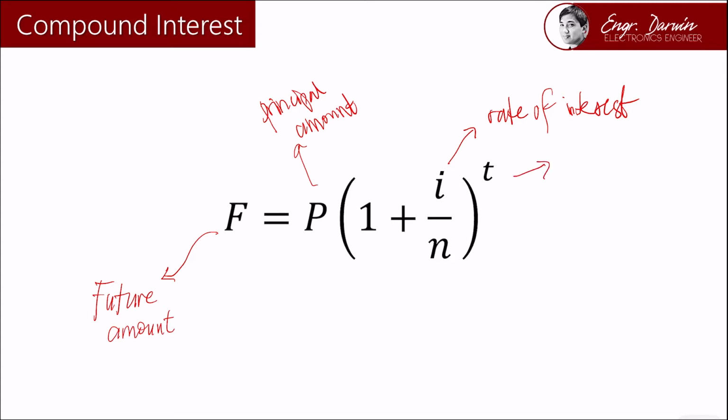and then we have here n, this is your period, and m is our number of compounding factor.